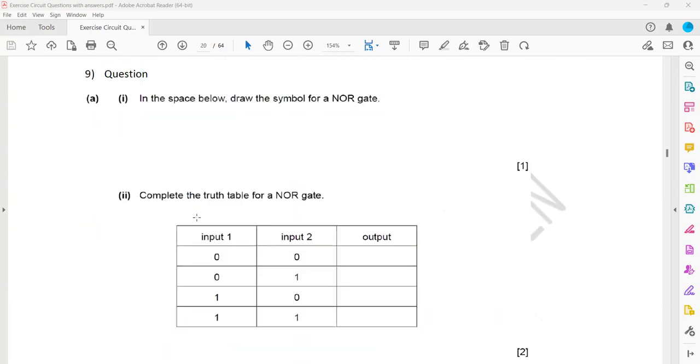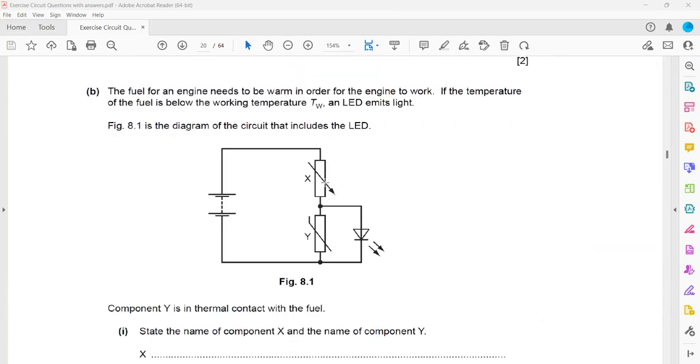Question 9 part A, the digital electronics is not in your syllabus, so we'll skip that.